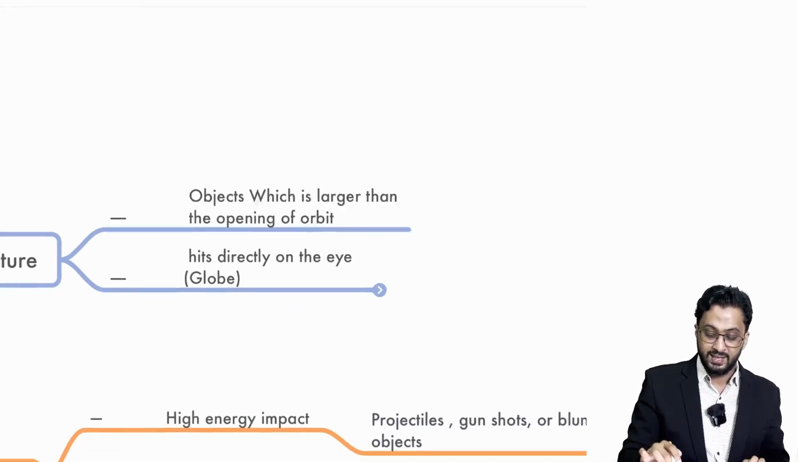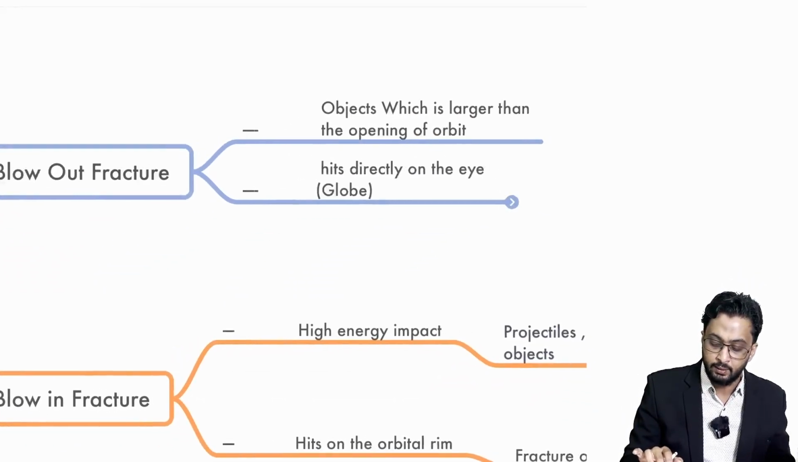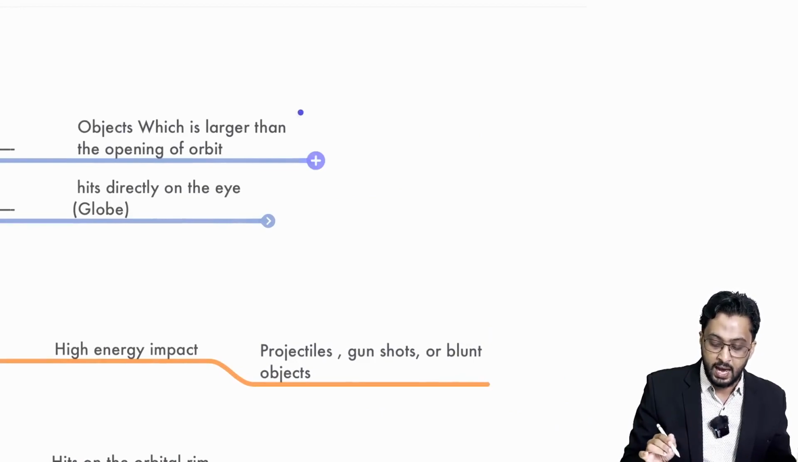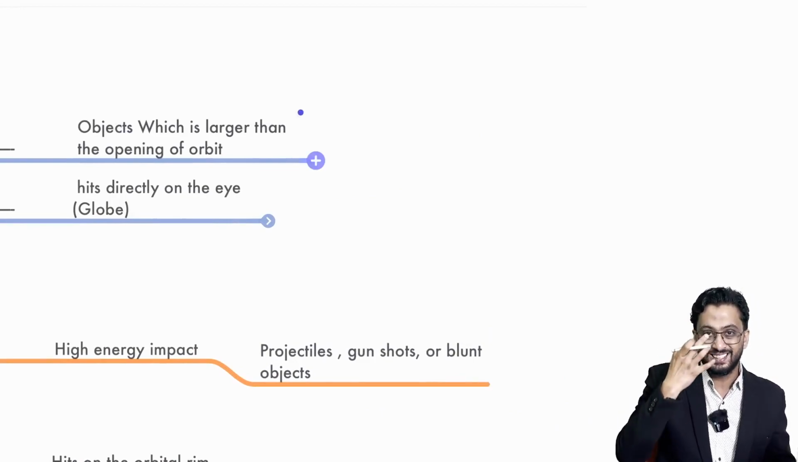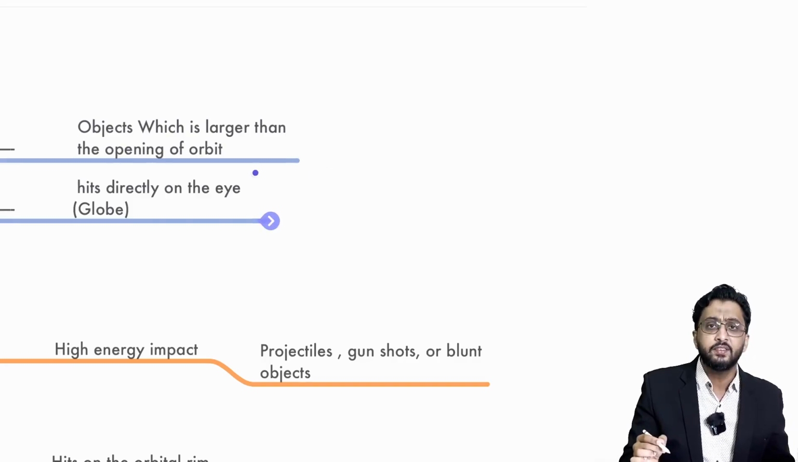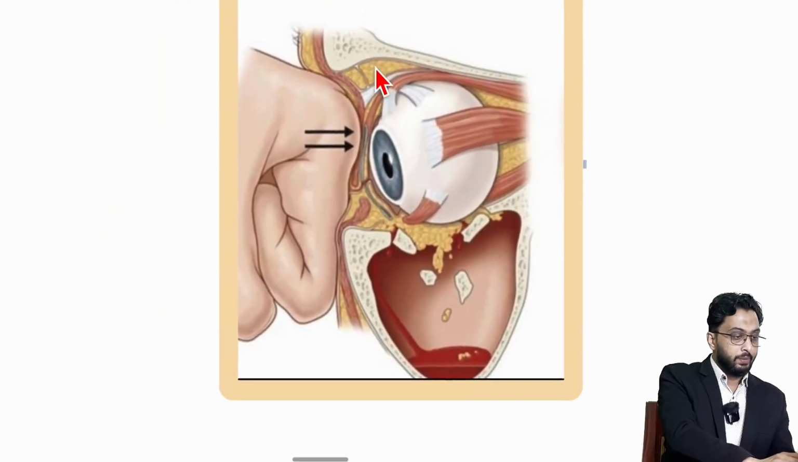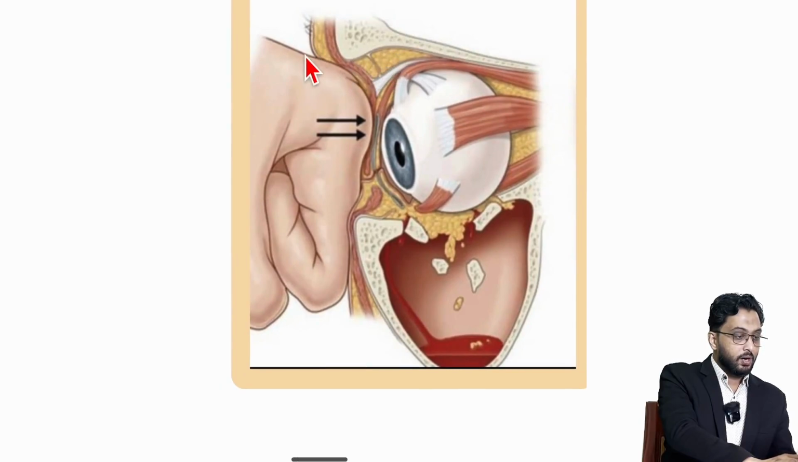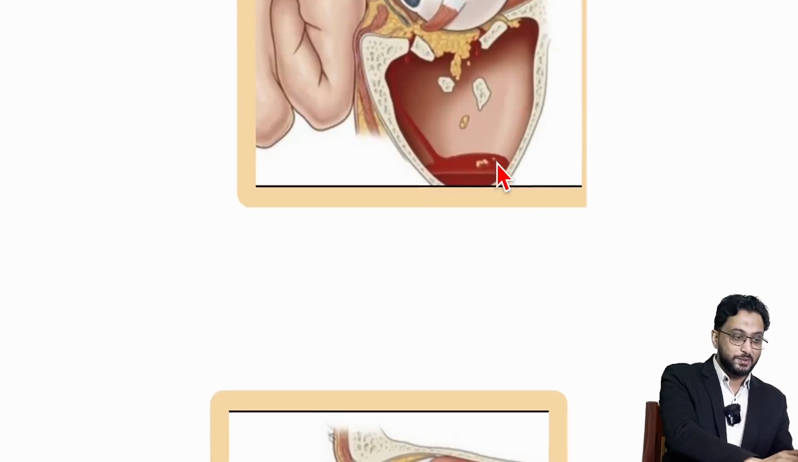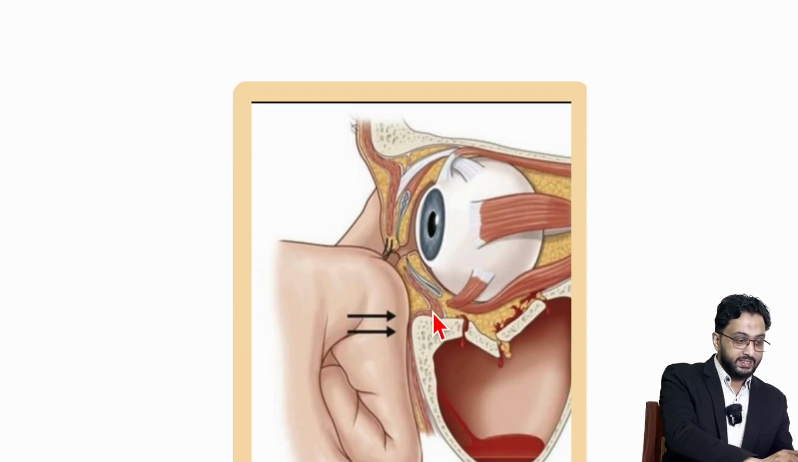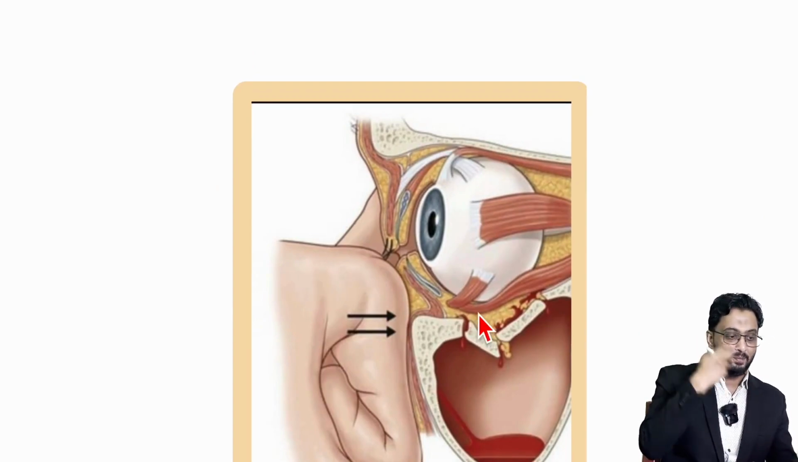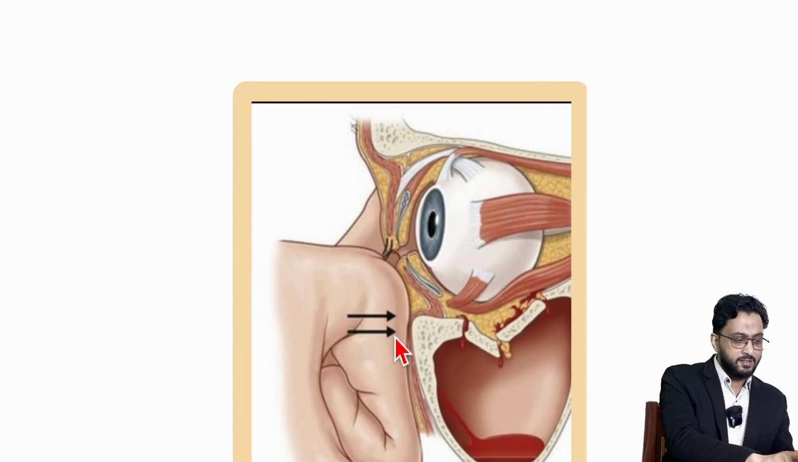Now let's understand this blowout fracture in detail. What happens when a large object, larger than the orbital opening, directly hits the globe? I'll show you the image. This is the object which is hitting, which is larger. You can see very clearly it's larger than the orbit, isn't it? And it is hitting directly on the globe. So the mechanics is different, whereas this one is hitting on the rim.